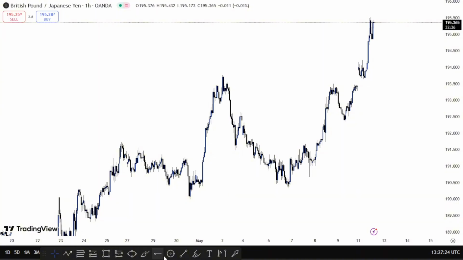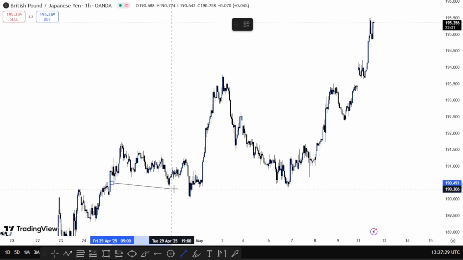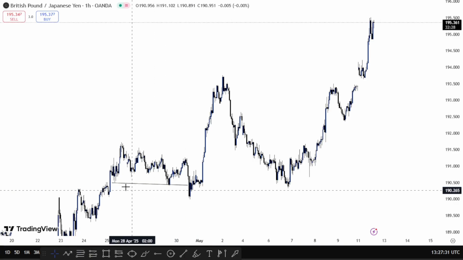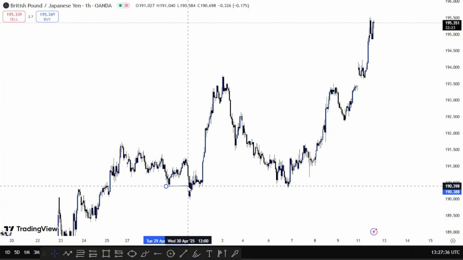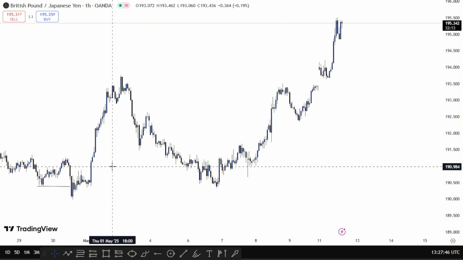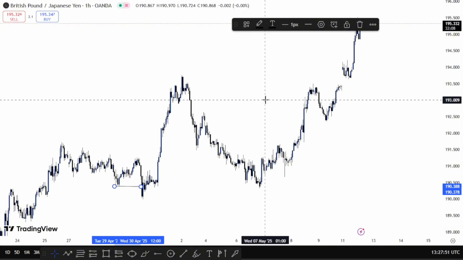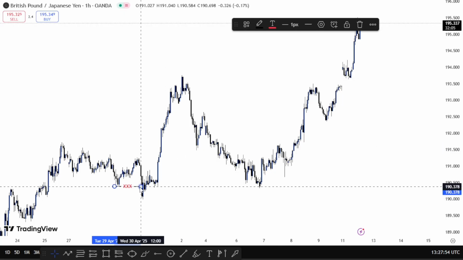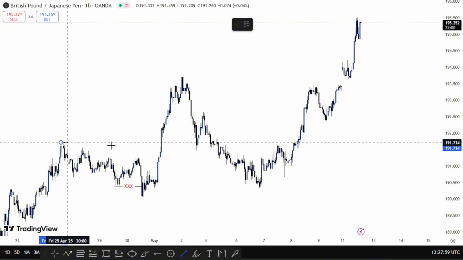So right here we have a sweep of liquidity. We're just going to consider the whole of this as a sweep, because I think that was an equal low, but let me just use this. We have our liquidity sweep right there, and then we're looking for a break of structure to the upside.